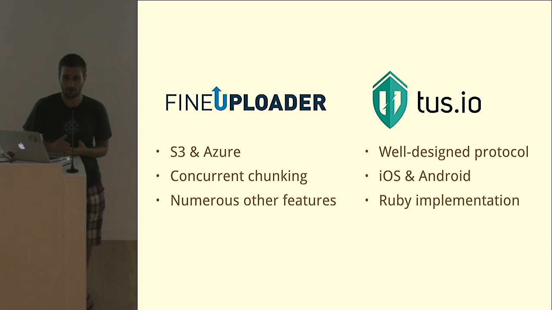Which one of these to use really depends on your situation. Personally, if I control both the client side and the server side, I would probably go with FineUploader. But if I'm making a JSON API and I also want to expose a resumable upload protocol, I would definitely go for TAS.io. For TAS.io, there was a Ruby implementation when I first looked at it, but it was outdated and it wasn't really easy to change.